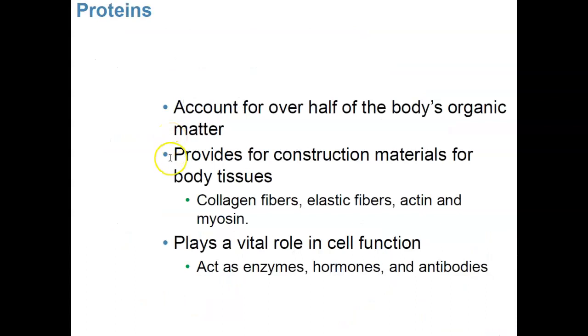Protein function. They are construction material. Collagen fibers in your skin are proteins. Elastic fibers in your ear are proteins. Actin and myosin, which moves your muscles, are proteins. They act as something called enzymes. These are things that speed chemical reactions. Most of your hormones are actually protein-based. And then antibodies are all proteins as well.